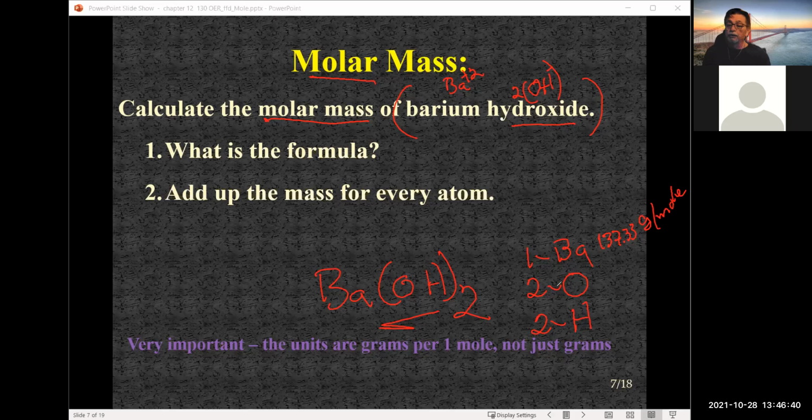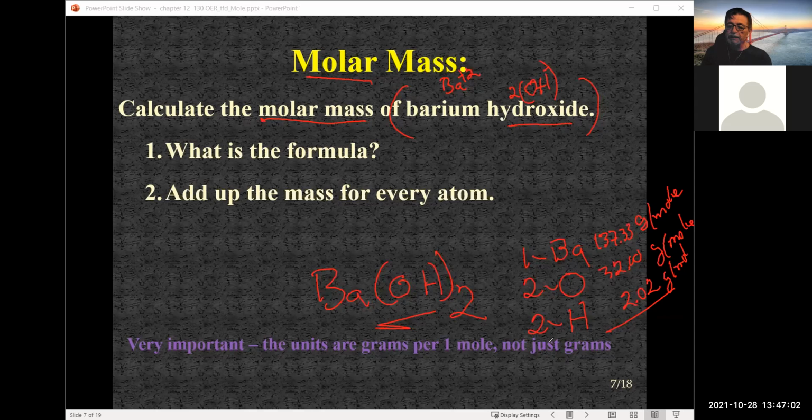Oxygen, there are 2 oxygens, and so that's 32.00 grams per mole for the oxygens. Hydrogen, there are 2 hydrogens, each one brings in 1.01, so we have 2.02 grams per mole, okay? And so we tally those values up, and that is the molar mass for barium hydroxide.